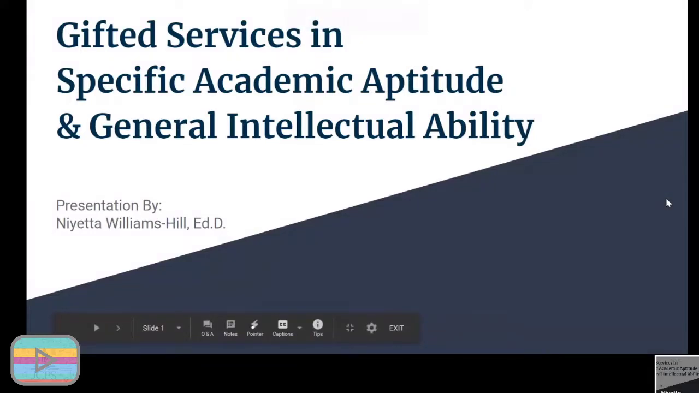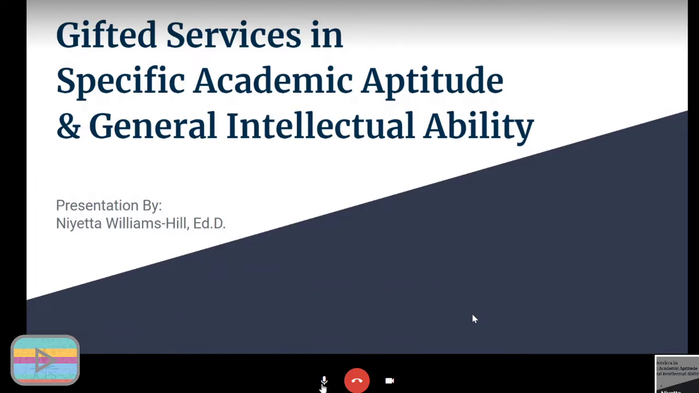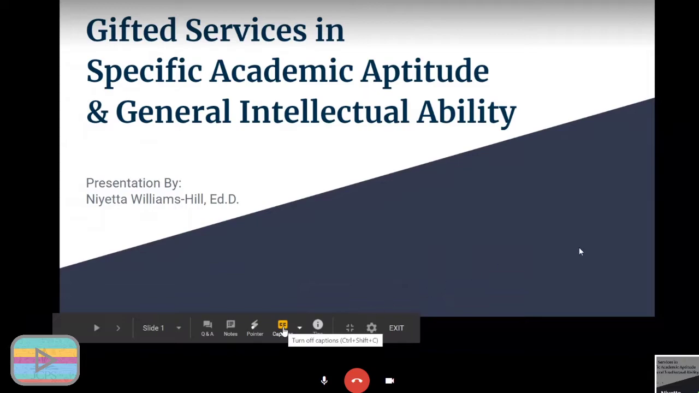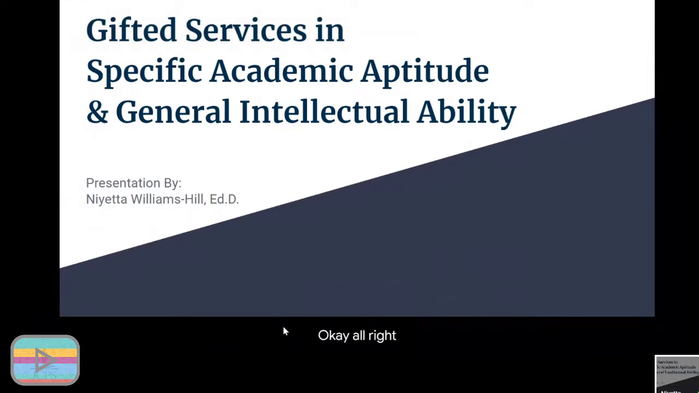Okay, so gifted services. Make sure this is on. If you want closed captioning, hit the CC button, just hit the CC, not the down arrow. No, don't hit the drill down. Just hit the CC, and it'll turn on. There you go. Yep, yep, yep. You got it. All right, thank you.